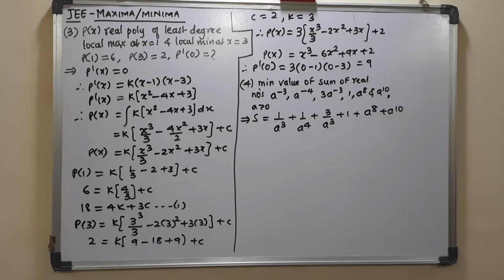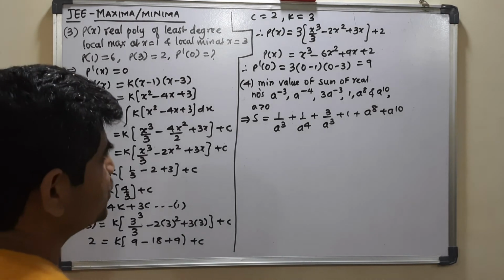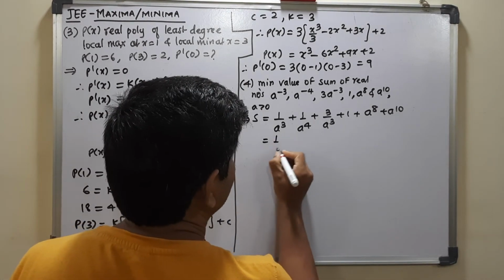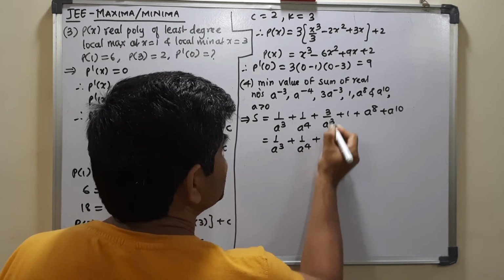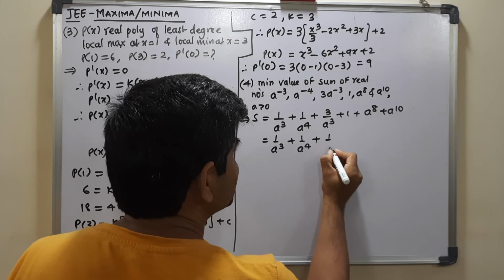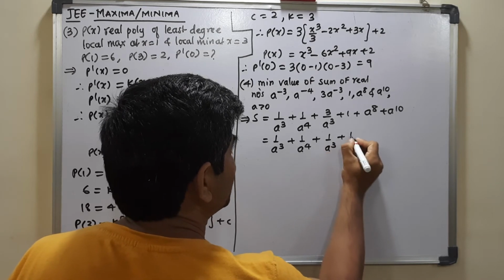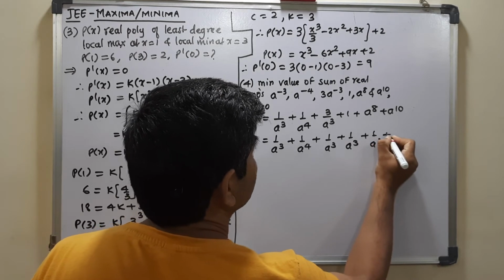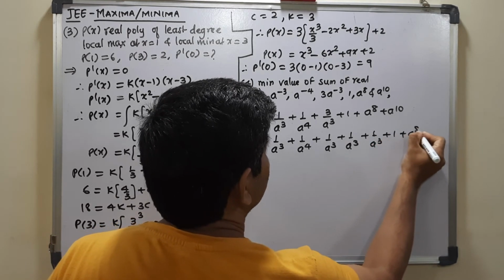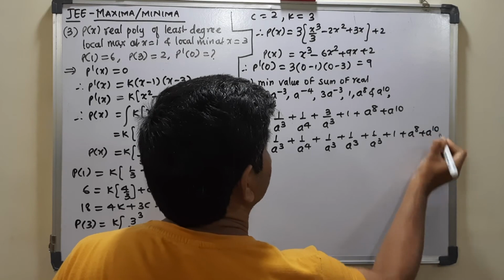So this particular question, if you see it properly, I would take you to one of the concepts which I already taught you. Let me write this. This 3 upon a cube I can write as 1 upon a cube, 1 upon a cube and 1 upon a cube, plus 1 plus a raised to 8 plus a raised to 10.